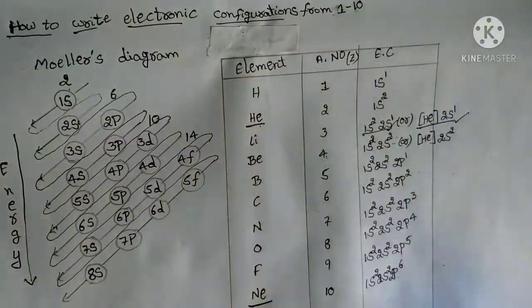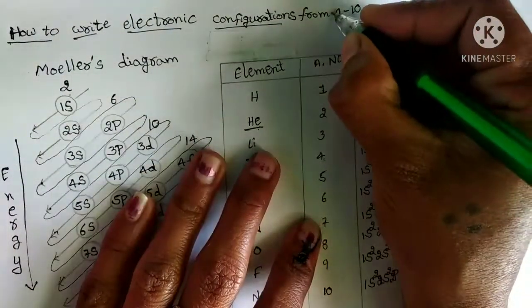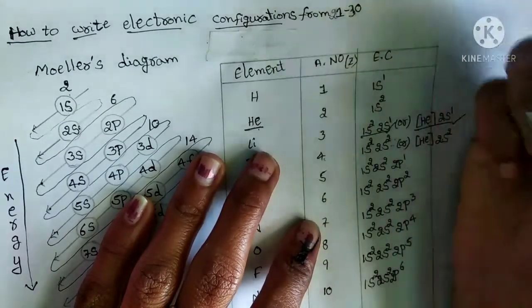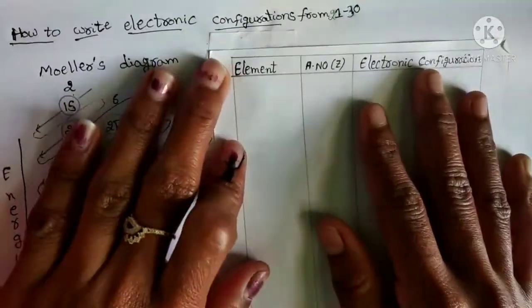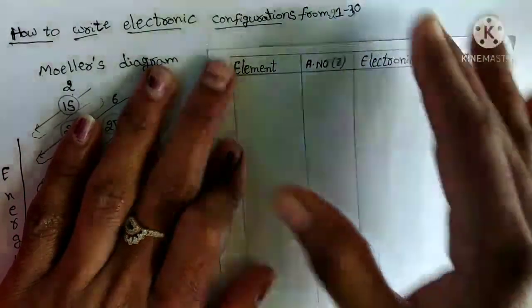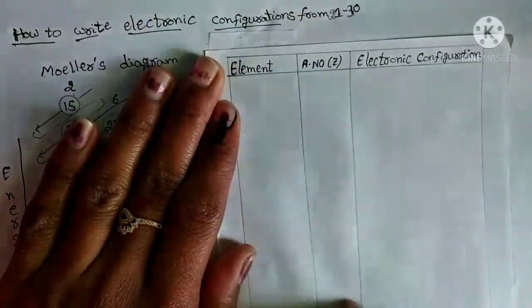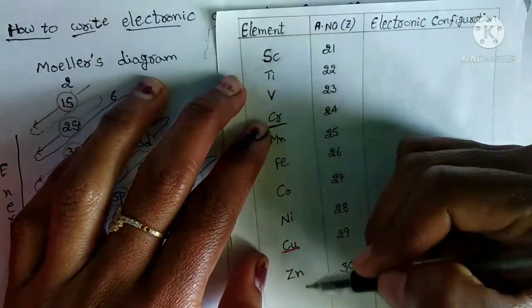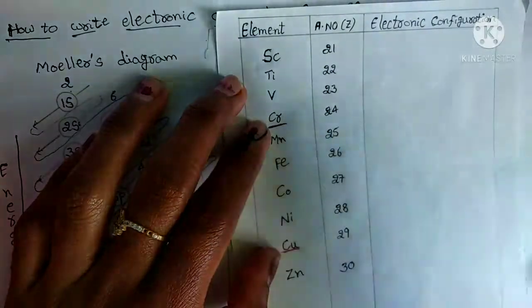Now, in this video, we are going to discuss how to write electronic configurations from 21 to 30. Okay, see now, just how we have written the elements in the previous case, like that only we are writing. From here, it is 21 to 30 and their atomic numbers I am going to write. We will finish all the remaining elements' electronic configuration except chromium and copper. These two we will discuss at the last.